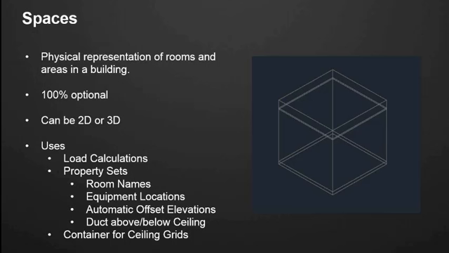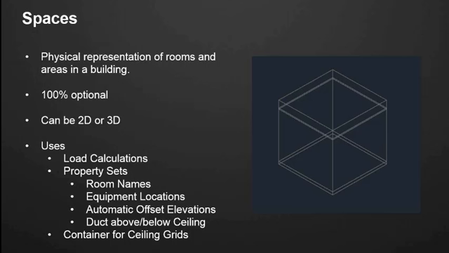There's possibilities of having automatic offsets for your elevations. So if all of a sudden you come into a computer room and the floor is now 2 feet lower than the rest of the level, if you set everything up in your property sets correctly, your duct can automatically understand that it now needs to add 2 feet to its elevation. We currently have something similar to that in the software, but you have to manually put in the offset.